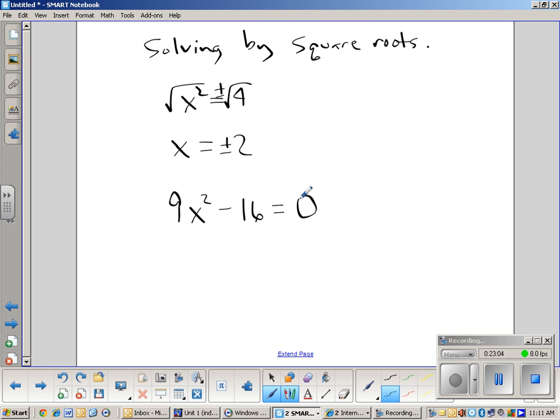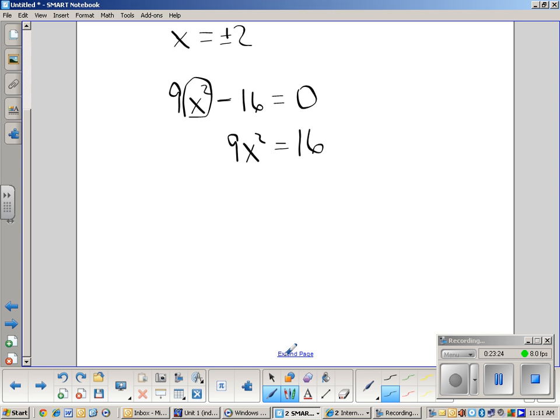So to use square roots, what we want to do is get the x squared all by itself, like we had here in the first place. So what do I do with the minus 16 to get the x squared all by itself? Add 16. So I get 9x squared equals 0 plus 16, which is 16. I still don't have the x squared all by itself, do I? So what do I do now? Divide by 9.